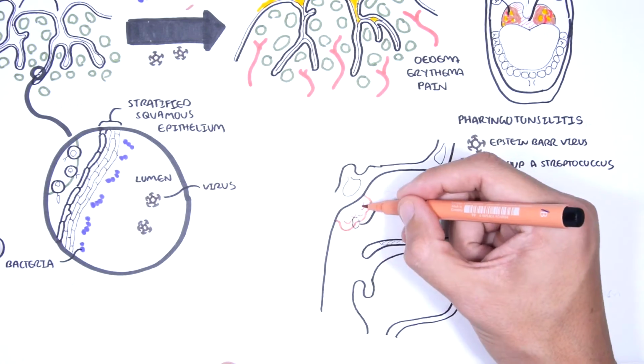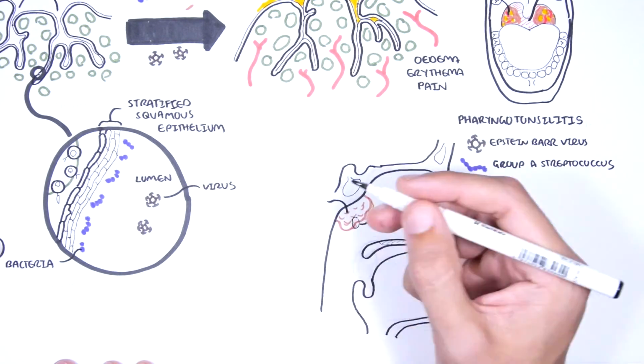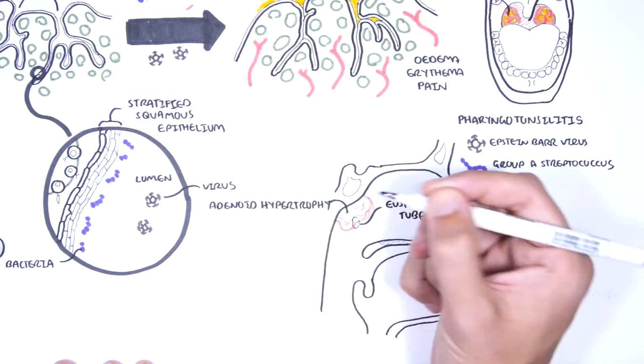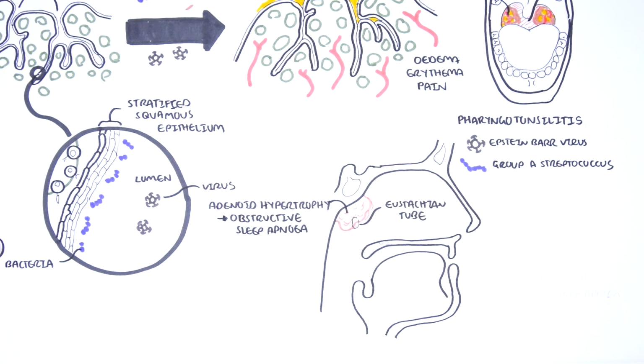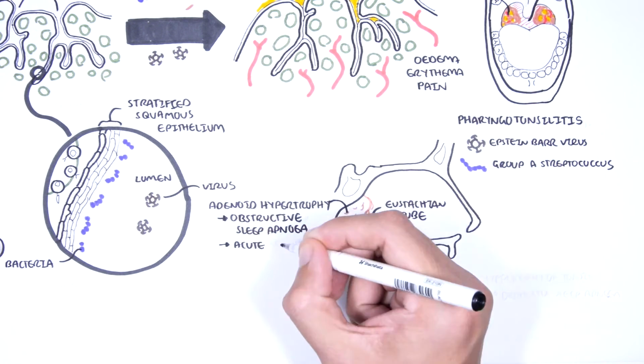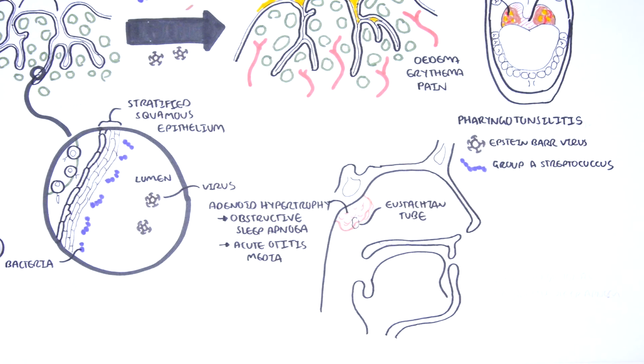Some clinical anatomy: adenoid hypertrophy can result in obstructive sleep apnea. The close relationship between the eustachian tube and the adenoids can cause eustachian tube dysfunction. For example, during an infection, the adenoid can become big, which can obstruct the eustachian tube opening, and this increases the risk of developing acute otitis media.